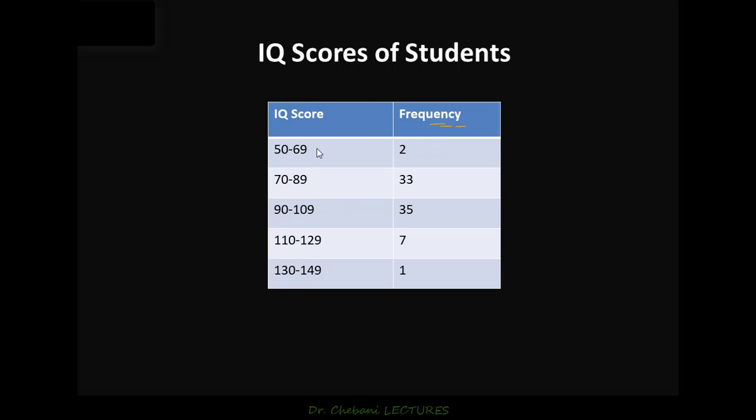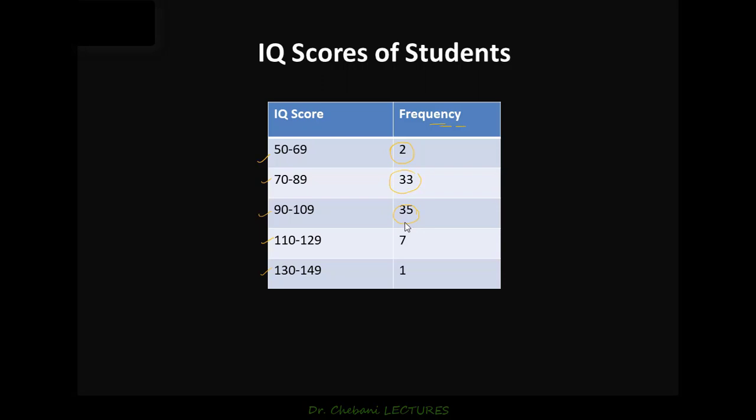So the thing to note here is we have how many classes? 1, 2, 3, 4, 5, right? And within the first class, we have 2 data points. So this is what this is basically telling us. And within the second class, we have 33 data points and so forth.